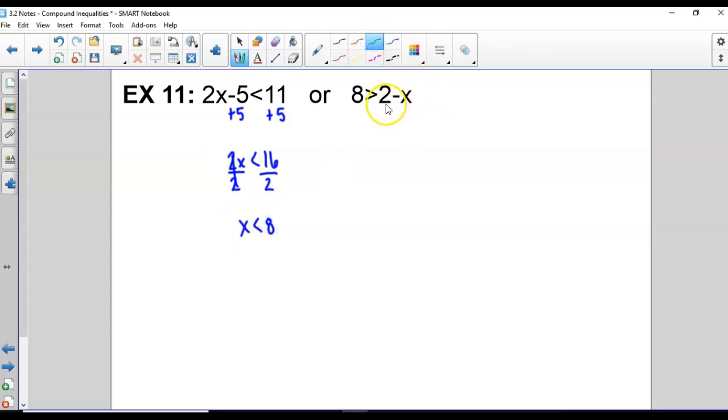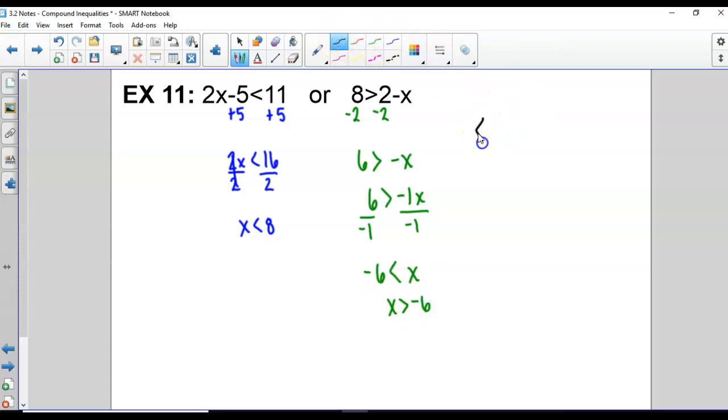And over here for this problem, we're going to subtract 2 from both sides. So we get 6 is greater than negative x. This negative x right here, this is like having 6 is greater than negative 1 times x. So we're going to have to divide both sides by negative 1. 6 divided by negative 1 gives you negative 6. And then we divided by negative 1, so we've got to flip this inequality sign. Here it's a greater than, we're going to make it a less than x. And I like to turn this around, x is greater than negative 6.